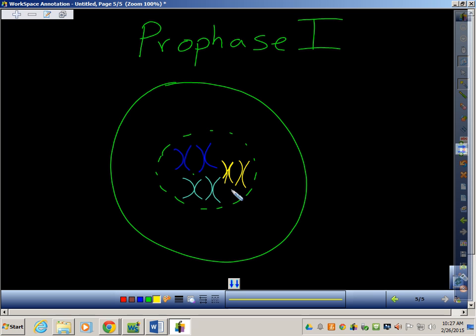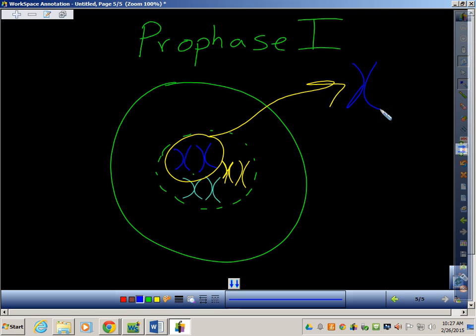Now, I want to talk to you about one pair at a time because something special happens here. I'm going to look at this pair. I'm going to pull them over here to the side. And instead of making them both blue, I want to actually change one of their colors to green for a moment. Because when they line up side by side, something very unique happens. They actually swap genetic material. And this is what is called crossing over.